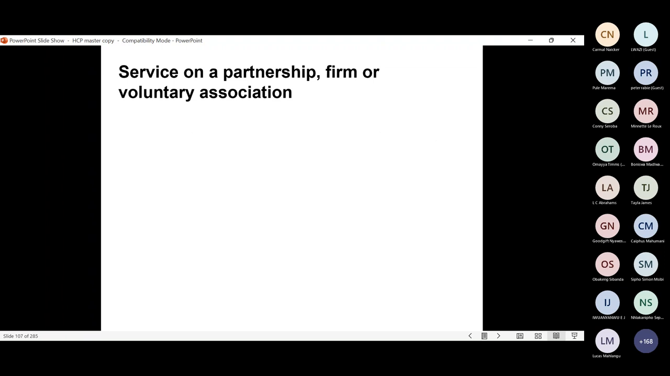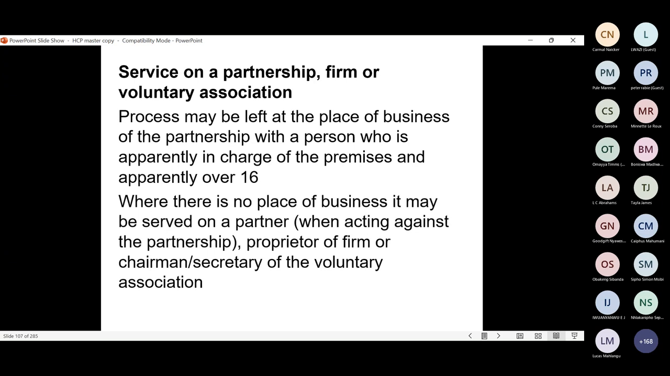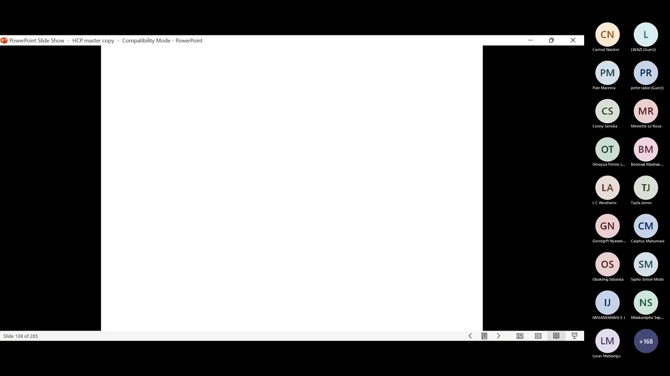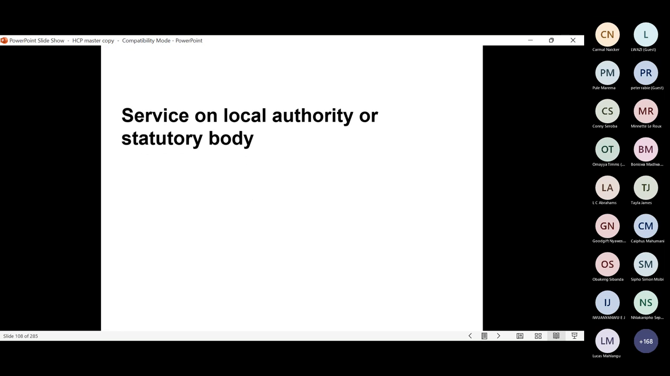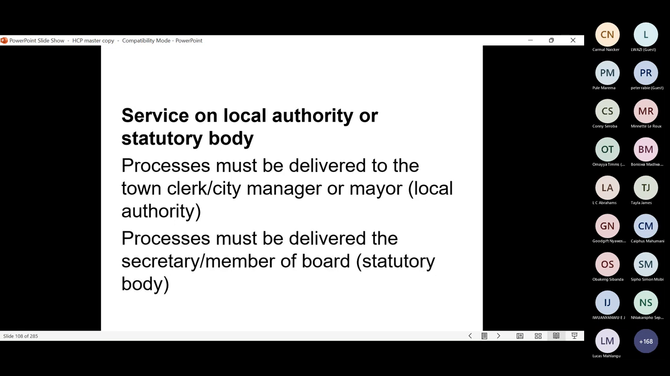Right, service on a partnership, a firm or a voluntary association: process may be left at the place of business of the partnership with the person who is apparently in charge of the premises and apparently over 16. If there's no place of business, it may be served on a partner when acting against the partnership, on a proprietor of a firm, or a chairman or secretary of the voluntary association. Right. Service on a local authority or statutory body: processes must be delivered to the town clerk or the city manager, that is the local authority, or the mayor. Processes must be delivered to the secretary or member of the board if it's a statutory body.